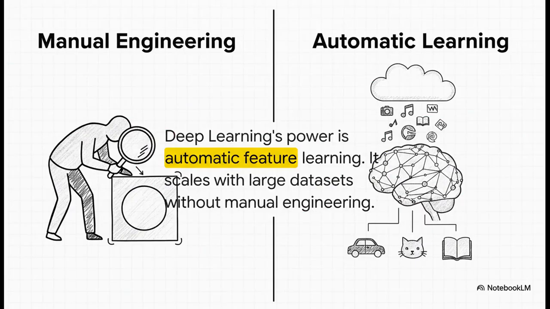And here is the absolute game changer. Before deep learning, engineers had to painstakingly, manually program every little feature. Look for this specific curve or identify this particular texture. Deep learning just figures all of that out on its own. It learns directly from these massive data sets, which is exactly why it was able to scale so incredibly well.